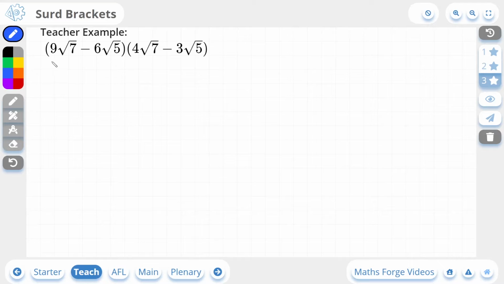So just as the 1 and 2-star examples, we'll take the first term of the first bracket and multiply this onto every term in the second bracket. So it's going to be 9 root 7 multiplied by 4 root 7. So how you do this part is you multiply the whole numbers together and the roots together. So we're going to have 9 times 4, which is 36. And we're going to have root 7 multiplied by root 7, which is root 49.